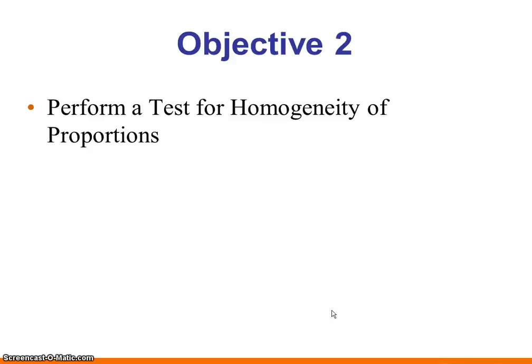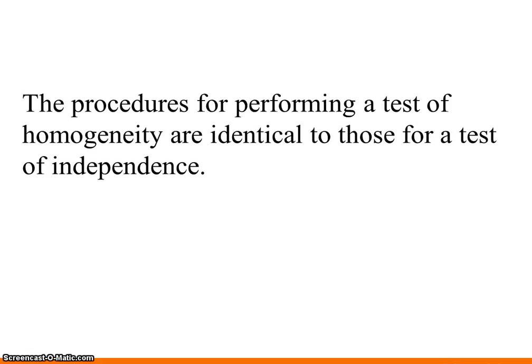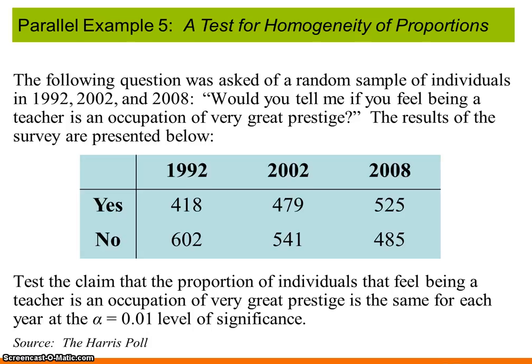Okay, so that brings us to objective 2, which is to perform a test for homogeneity of proportions. In a chi-squared test for homogeneity of proportions, we test whether the different populations have the same proportion of individuals with the same characteristic. The procedures for performing a test of homogeneity are identical to those for a test of independence. So here's another example.